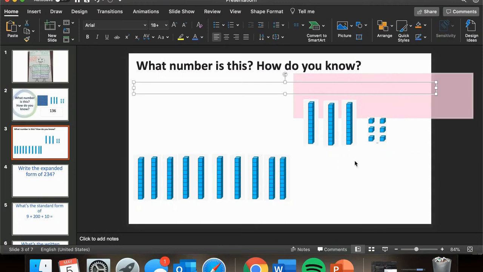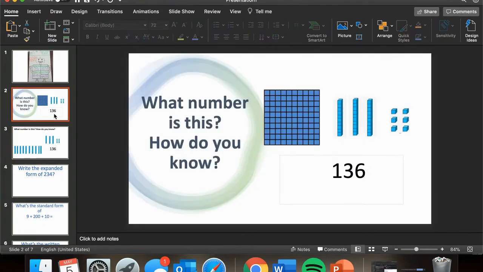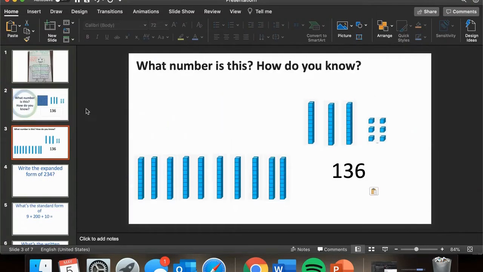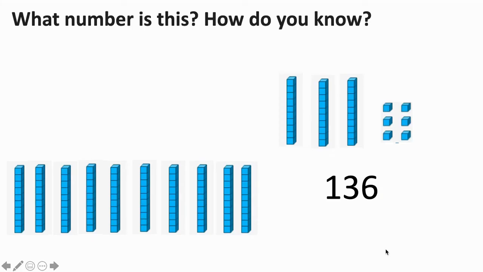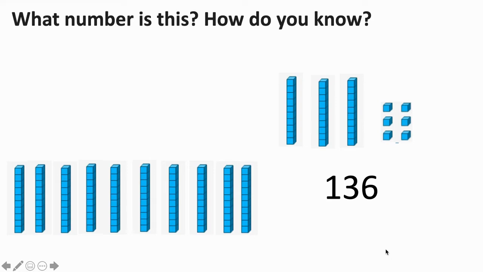Now you're left with how many tens? 10, 20, 30. You're left with 30 or 3 tens. And how many ones? 6. So what number is this? 136. 136, just like this one. So, boys and girls, if you remember, you can have a number written out the same way, or you can have the same number written out in different ways using different base 10 blocks. Okay, do you remember that? It should be a review.